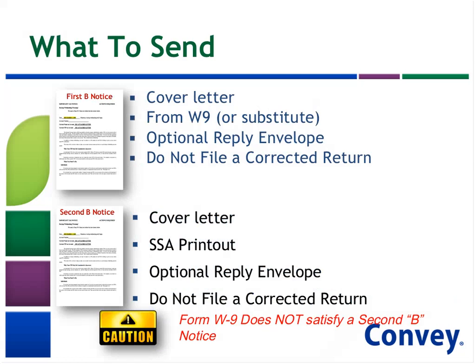So that's why you need to keep track of whether or not it is a first or second B notice. So remember that 2 and 3 rule. And a Form W-9 does not satisfy a second B notice. That is why there is the rule.